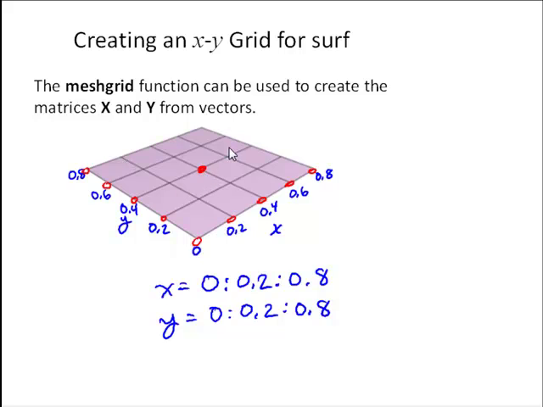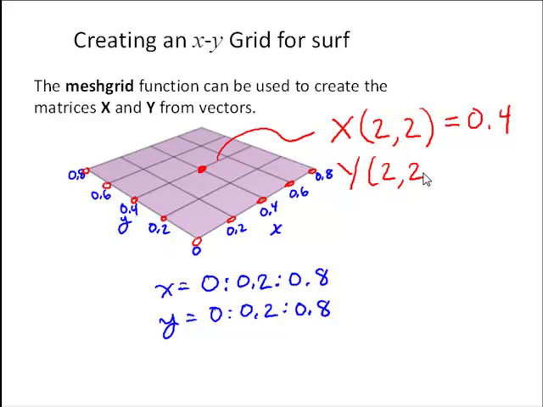For example, that point would be represented by, so this is 2 in x and 2 in y. So for this point, we would have x, second row, second column is equal to 0.4, and y, second row, second column is equal to 0.4. Similarly, we might look at this point.